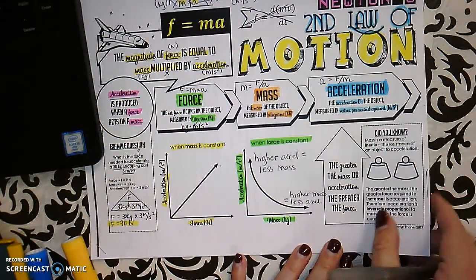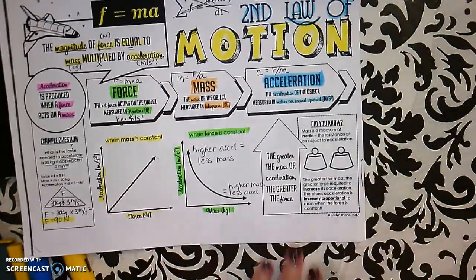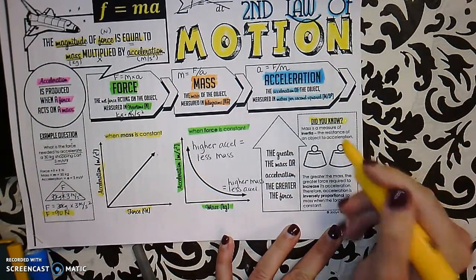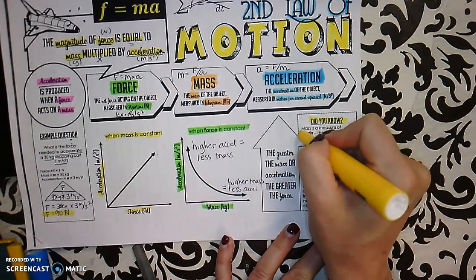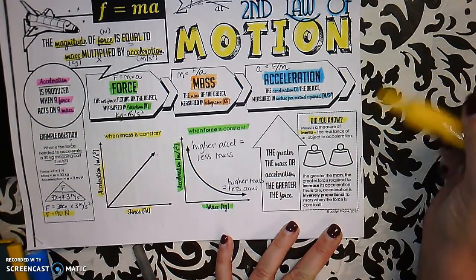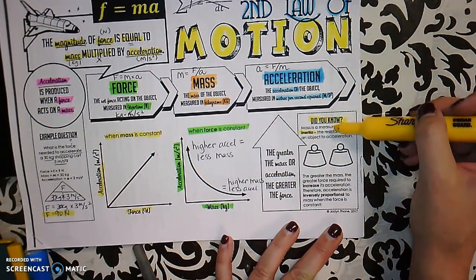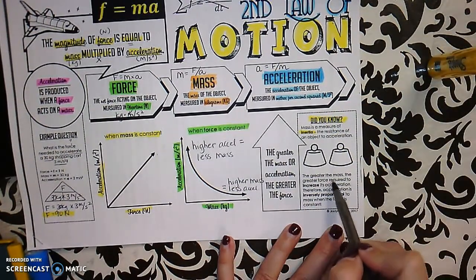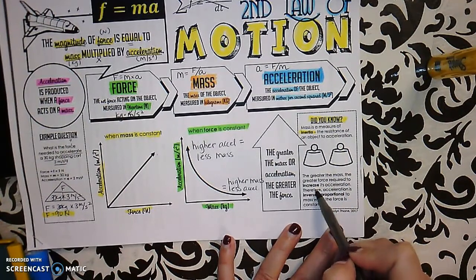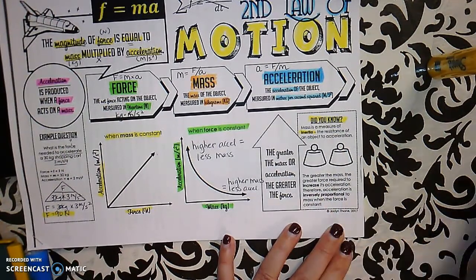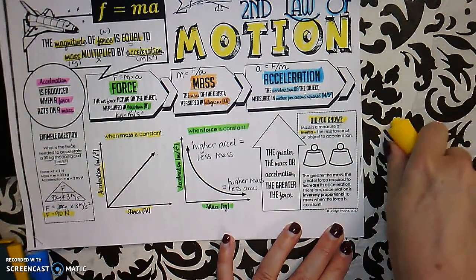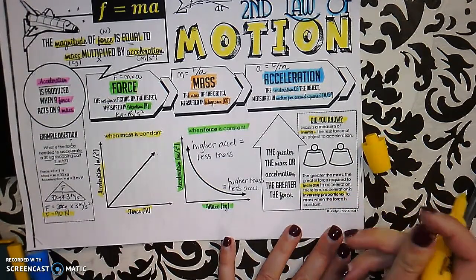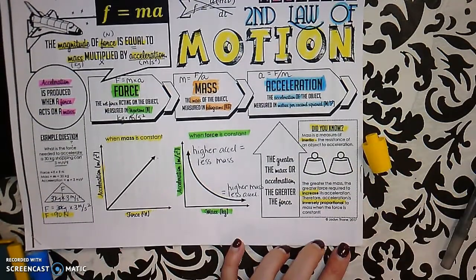All right, and then our last little piece right here, and we'll be done with this page. Did you know? Mass is a measure of, here's our word from yesterday, inertia. Mass is a measure of inertia, the resistance of an object to acceleration. So, the greater the mass, the greater the force required to increase its acceleration. Therefore, acceleration is inversely proportional to mass when force is constant. And inversely proportional means if one thing goes up, then another thing goes down.